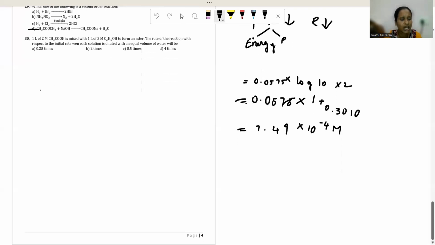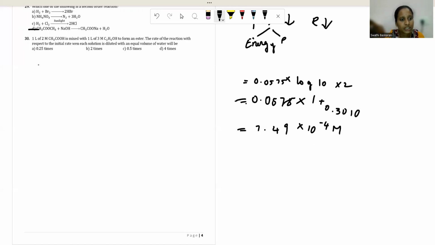Now the last question. What is being asked, what is given actually? Let us go through. 1 liter of 2 molar acetic acid is mixed with 1 liter of 3 molar ethanol to form an ester. The rate of the reaction with respect to the initial rate, when each concentration is diluted with an equal volume of water, will be? So it is once again based on the initial rate method that we are going to determine the rate with respect to the first reaction. So rate 2 we are going to explain in terms of rate 1. That is what they are asking.